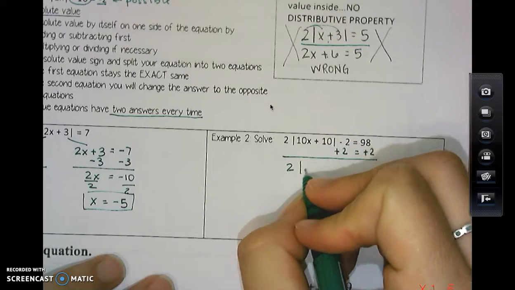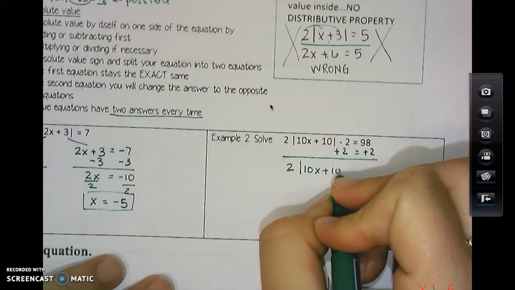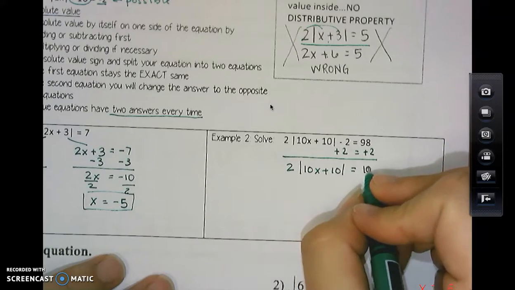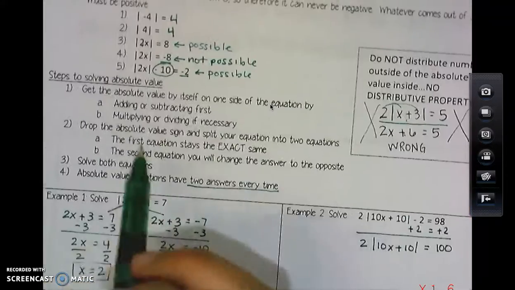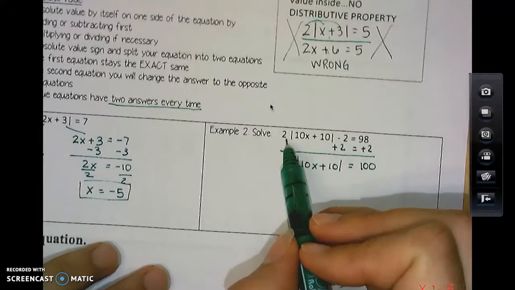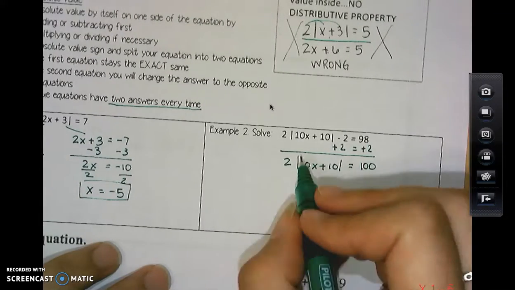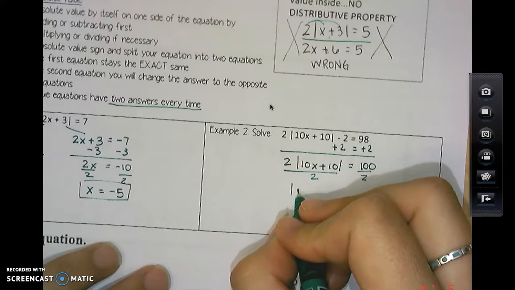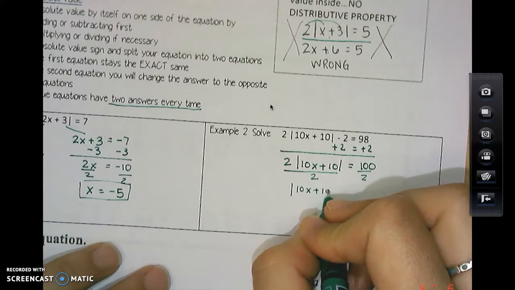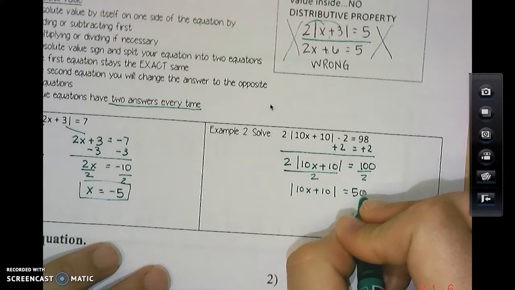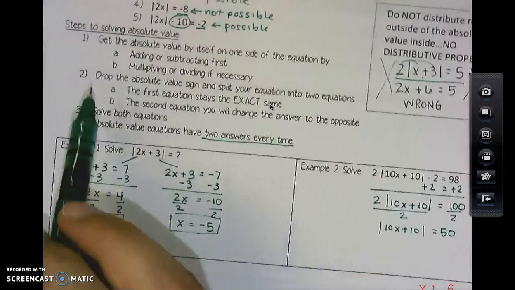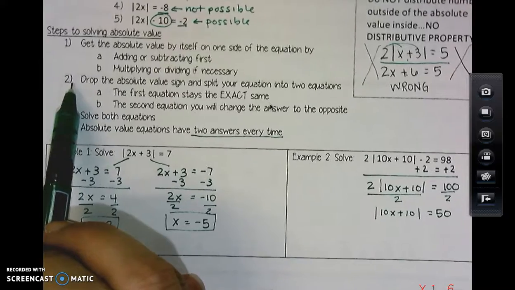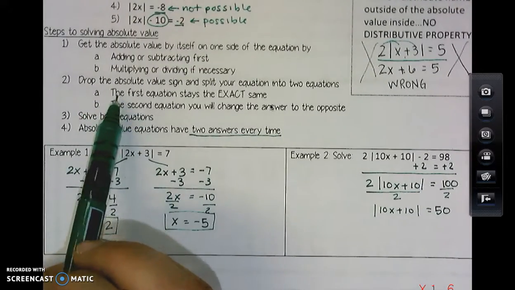So 2 times absolute value of 10x plus 10 equals 100. Then my next step would be multiplying or dividing if necessary. So this is multiplying, so to get rid of that 2, I'm going to divide both sides by 2. So now I have absolute value of 10x plus 10 equals 50. So now we're down to step 2.